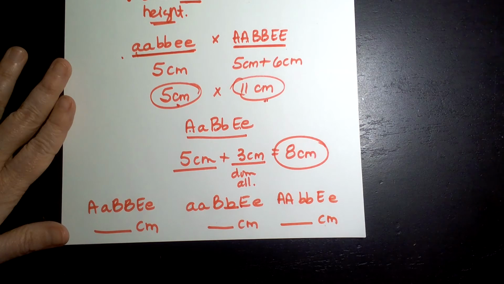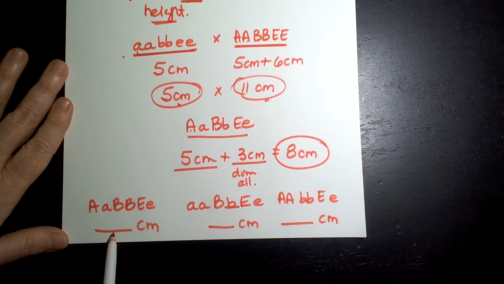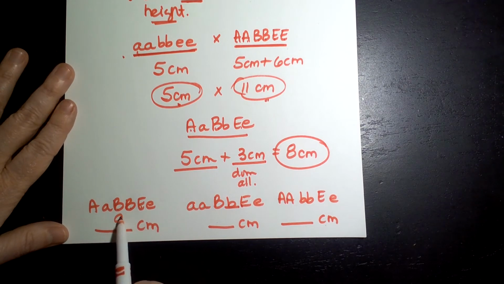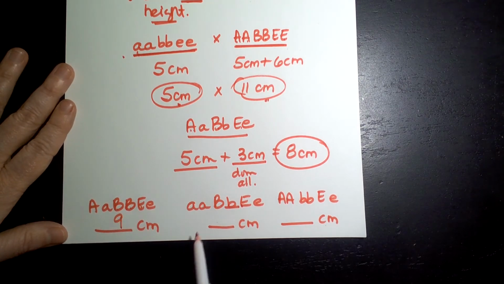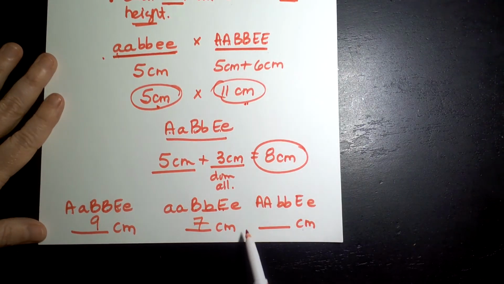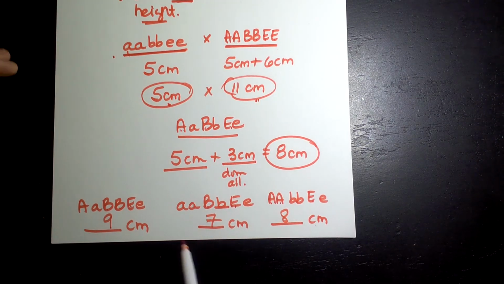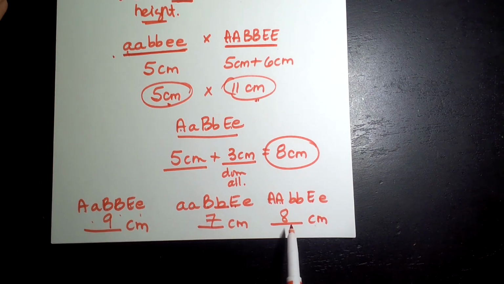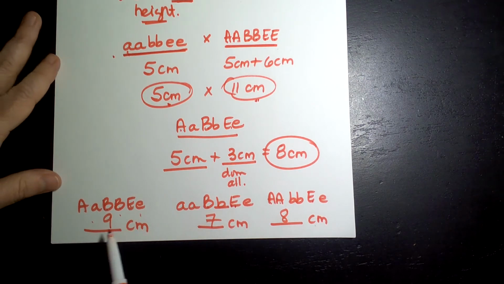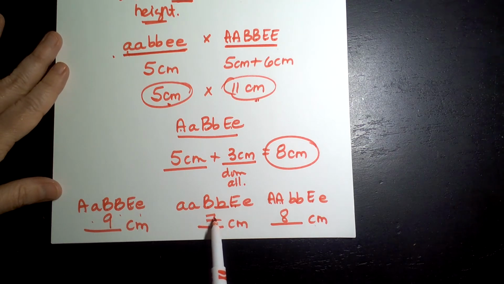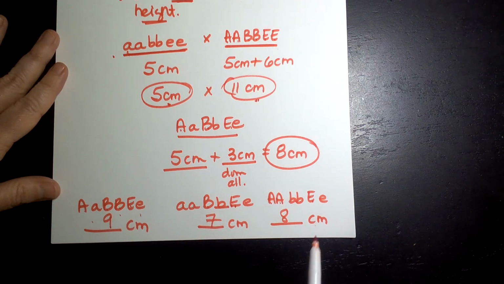Okay, so in this situation, we started at a base height of 5, and then for every dominant allele, 5, 6, 7, 8, 9. So that one's a 9 centimeter tall plant. This one's 5, 6, 7 centimeter tall plant. And then this one's 5, 6, 7, 8. So in these, it doesn't really matter where your dominant allele is. Was it gene A, gene B, or gene E? It's just an additive effect. So it's going to be a polygenic trait. For all the dominant alleles that you have, you just keep adding to it.